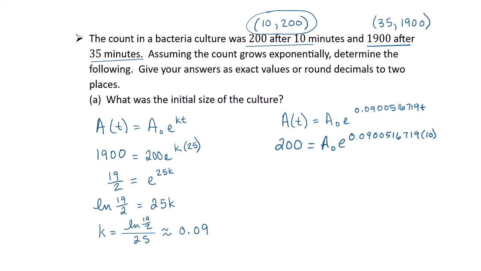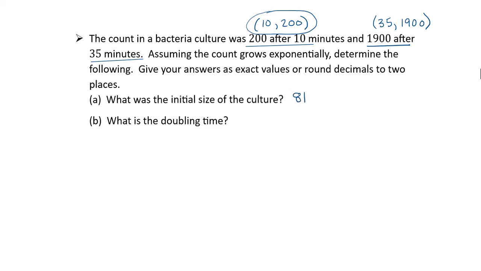Right, now if I can divide both sides by the thing that is with the A sub 0, then I'll have my A sub 0 by itself. So A sub 0 is going to be 200 divided by e to the 0.09005167119 times 10. And when I put that into my calculator, I get approximately 81. So the initial size of the culture was 81.